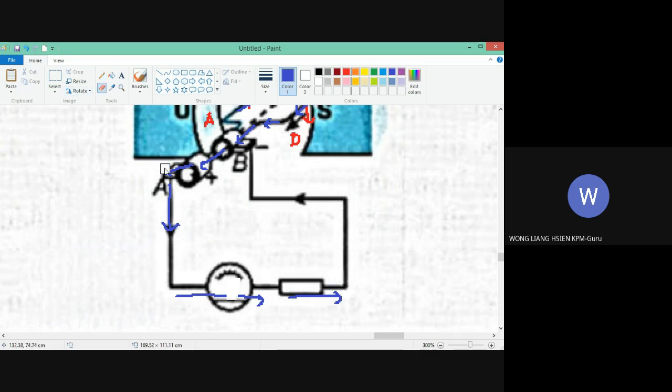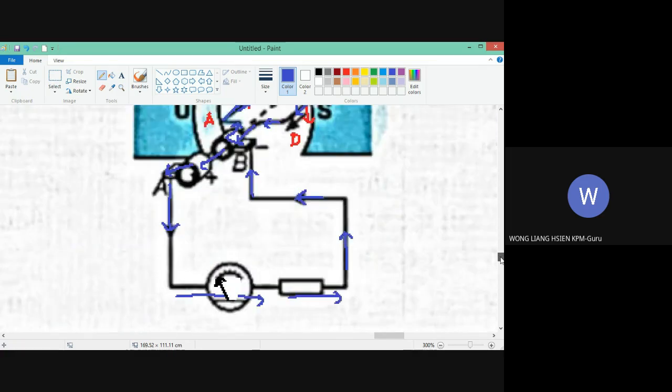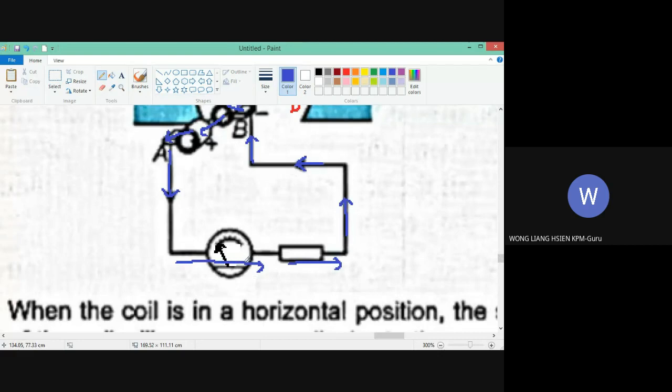Again, there is a problem with the direction of the pointer; it should be this direction. The current goes this direction to slip ring B, and then from slip ring B it goes to the AB part of the coil. So you see, this direction of the current is in the opposite direction to process 2.